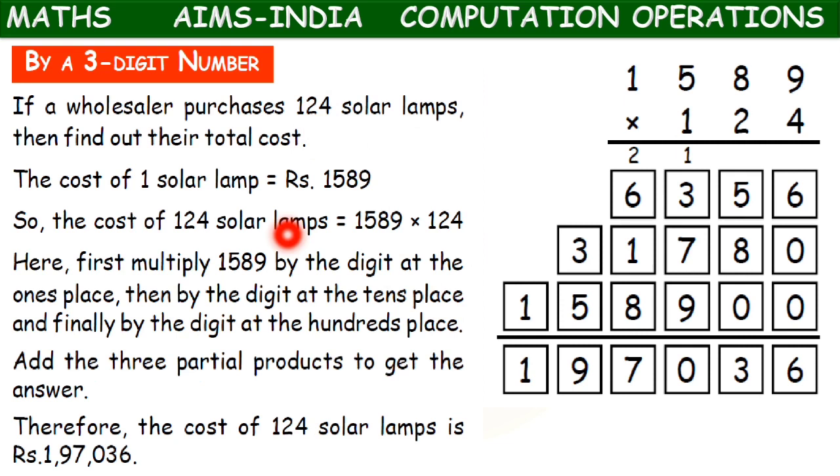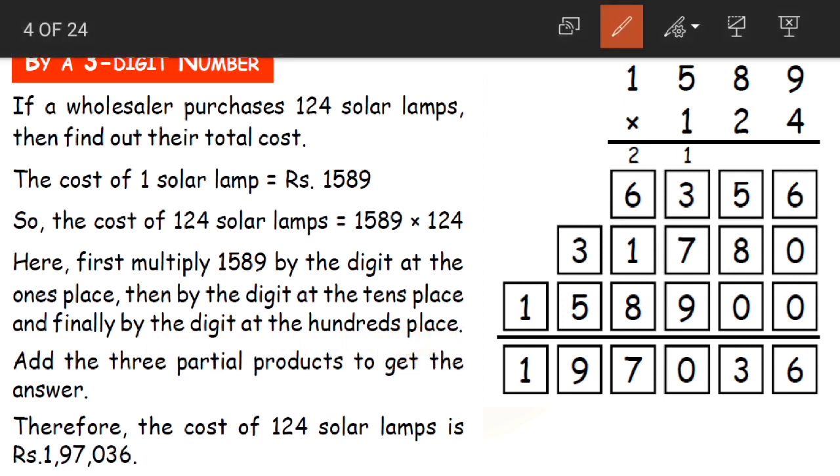Now what we need to do here is find out the cost for 124 lamps. What will our first step be? The cost of one solar lamp is equal to rupees 1589. So the cost of 124 solar lamps is equal to 1589 into 124. This is the number of lamps we are purchasing. Now here first multiply 1589 by the digit at ones place, then by the digit at tens place, and finally the digit at hundreds place. Yes. Now look at the multiplication here.